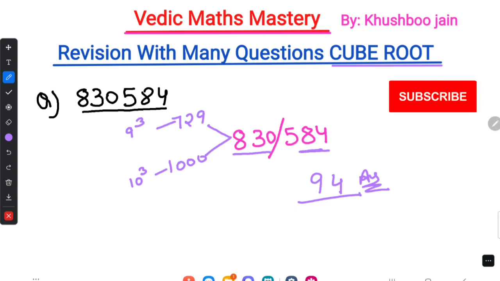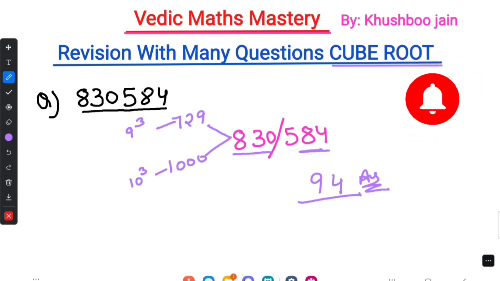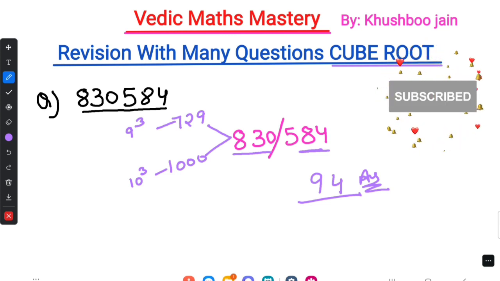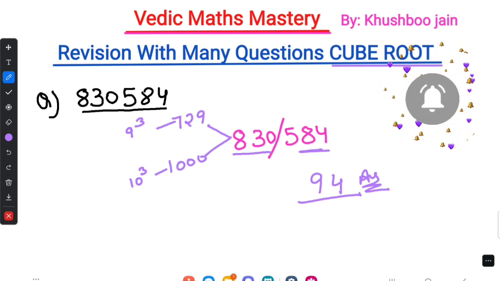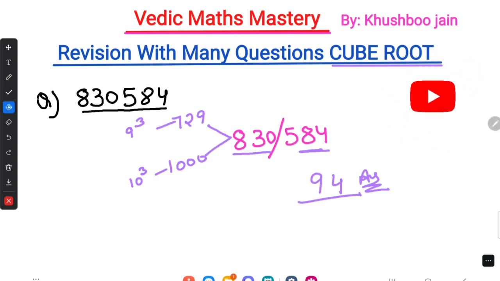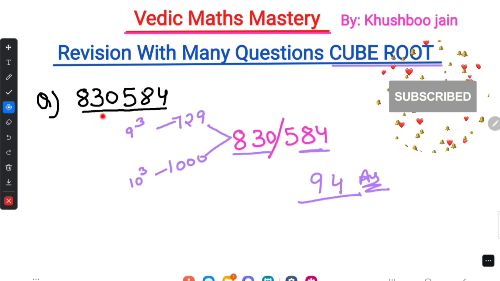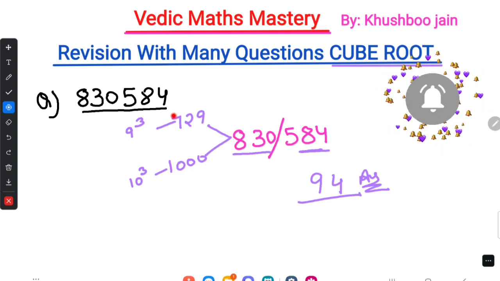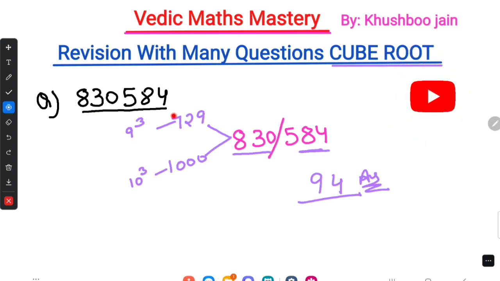Since the smaller number is 9, I take out 9 as a smaller digit from the left hand side part. So 9 and 4, 94 basically is the answer of the cube root of 830584. So if you multiply 3 times of 94 into 94 into 94, you will get 830584. This is the answer. So easily you can get the answer.